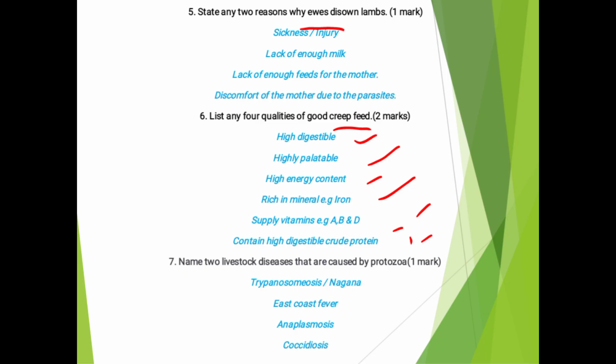Question 7. Name 2 livestock diseases that are caused by protozoa. Now, we all know protozoa are pathogens. Examples of diseases caused by protozoa in livestock include, but are not limited to, trypanosomiasis or nagana, East Coast fever, anaplasmosis, and coccidiosis. Those are examples of diseases that can be caused by protozoa as a pathogen in livestock.